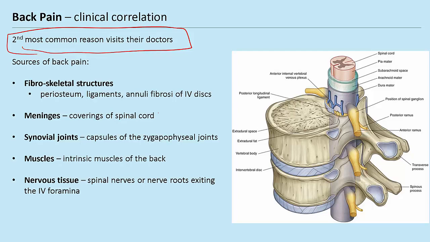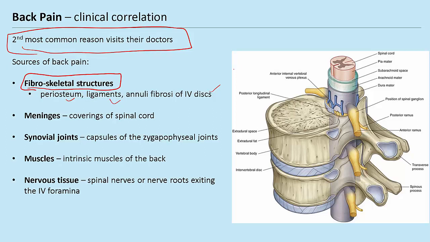One thing to think about, the fibroskeletal structures. These would be the major ligaments, the periosteum. Remember, the periosteum will have nerve fibers, the ligaments will have nerve fibers, the annulus fibrosus will have nerve fibers. The bone itself, however, does not have nerve fibers, or it's very lightly sensitive. So most time bone or back pain is not going to be coming from the bone itself, but rather these ligaments being overstretched, being strained or sprained.